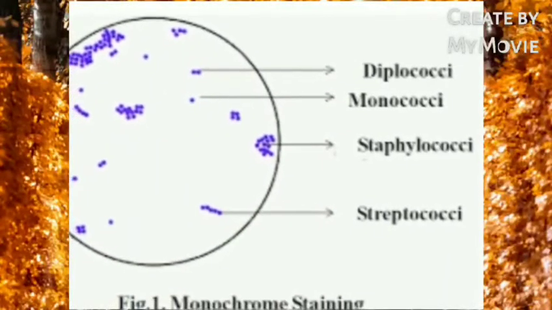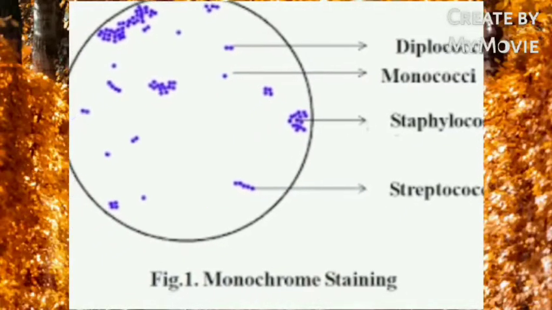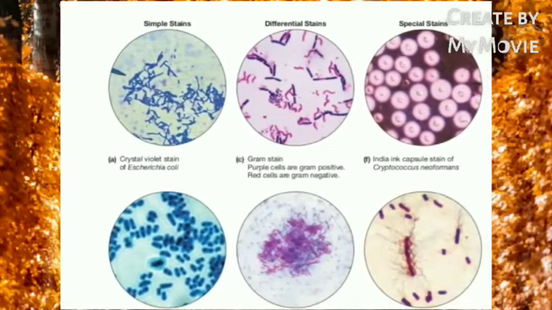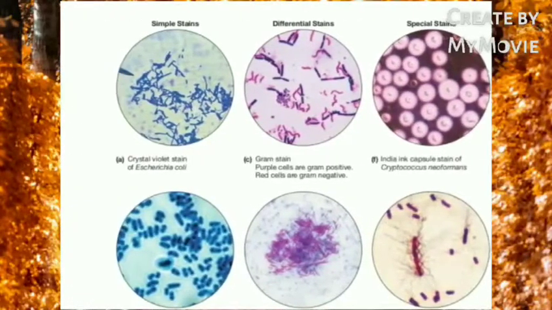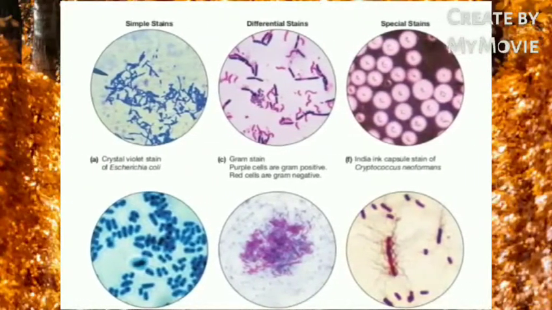Hello friends, let's learn something about how to perform simple staining. Staining is one of the microbiological techniques for coloring microorganisms with organic compound dyes. The major components of dyes are chromophore and auxochrome.